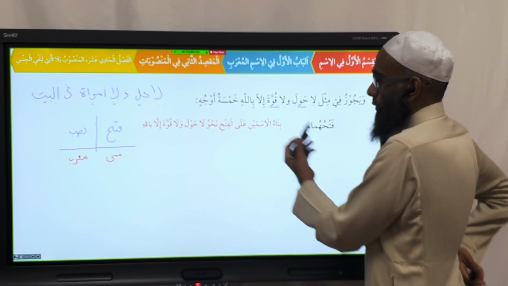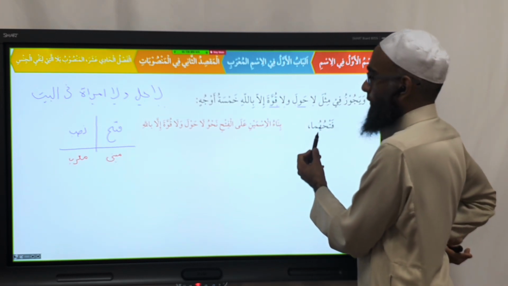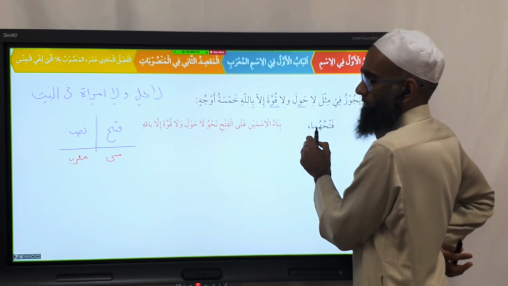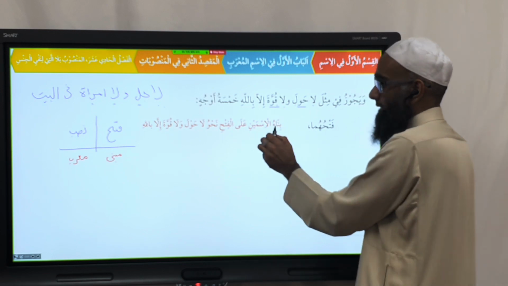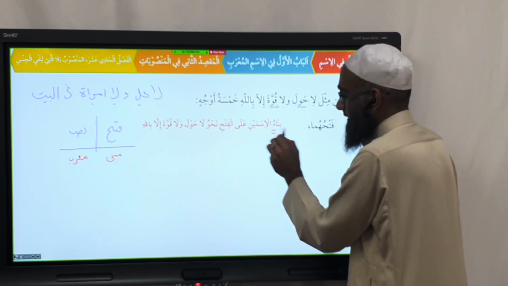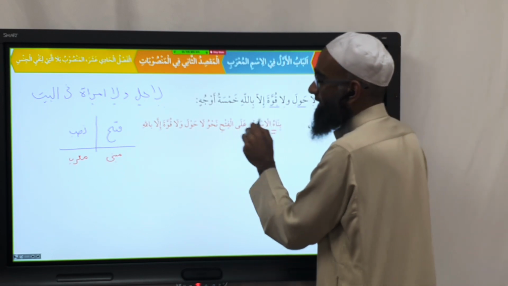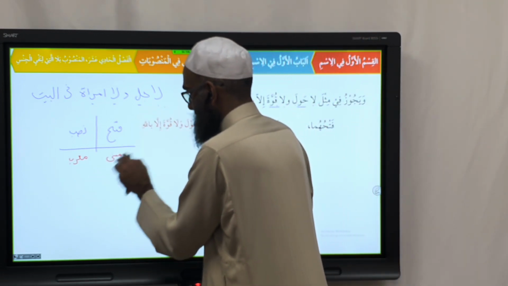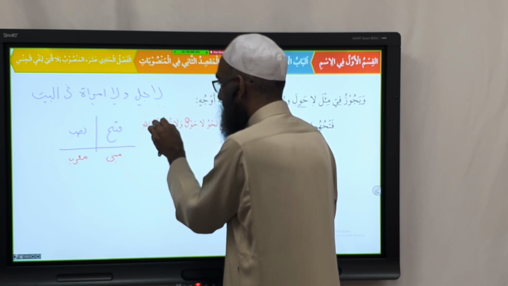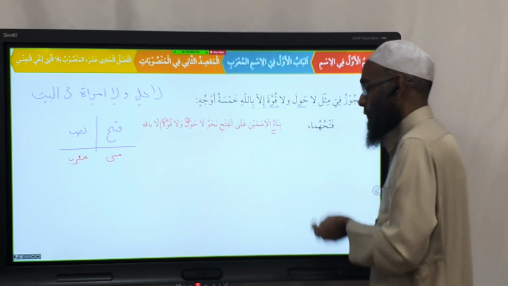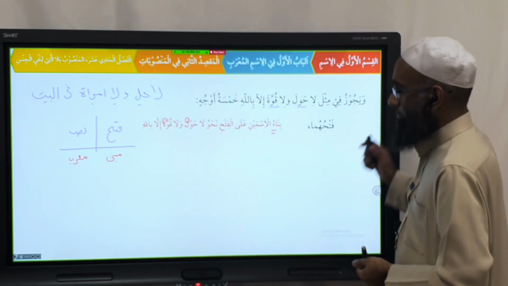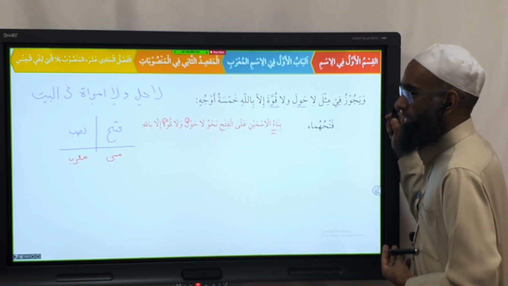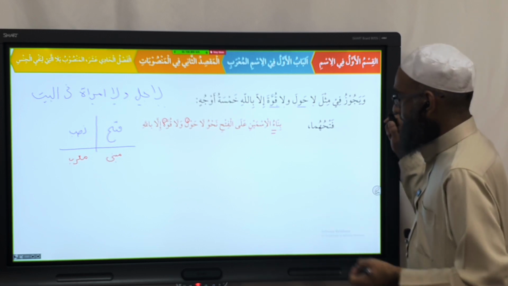Correct? So when you say fathuhuma, yes, it means what? Bina. That both words become mabni al-fath. So when you have mabni, you don't have tanween. So it means la hawla wa la quwwata illa billah. That's one way of reading it. Make both words mabni al-fath.